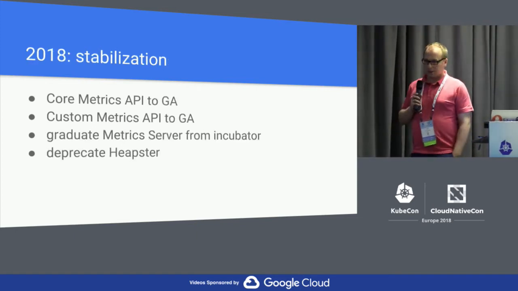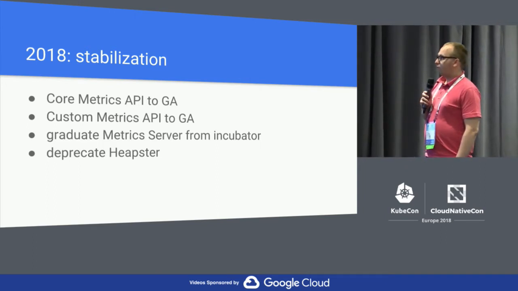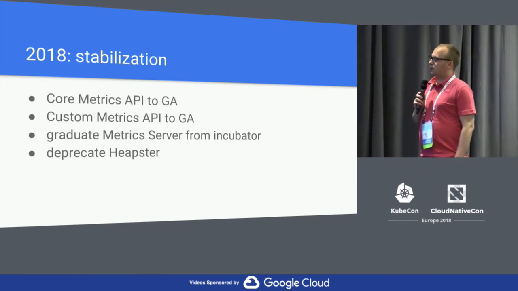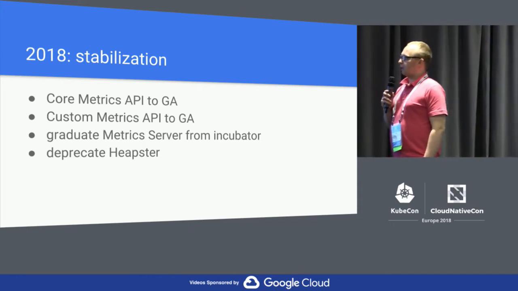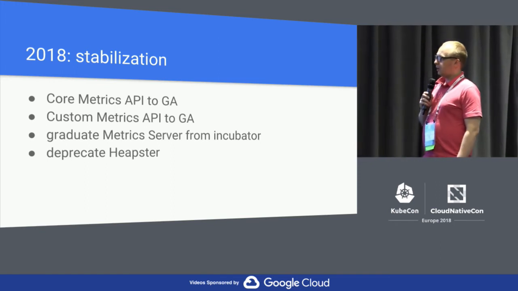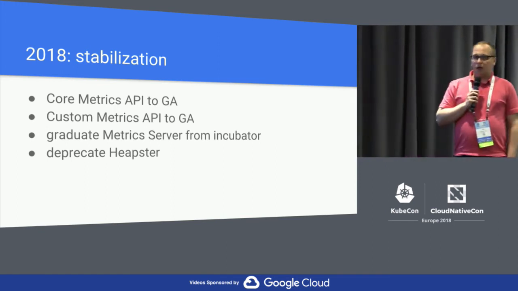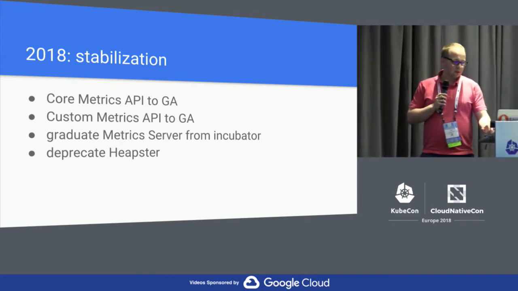Our plans for 2018 are around stabilization. So everything that we introduced, we would like to take to GA. So those two APIs. Metrics Server is now in incubator. We want to graduate Metrics Server from incubator and finally deprecate Heapster.